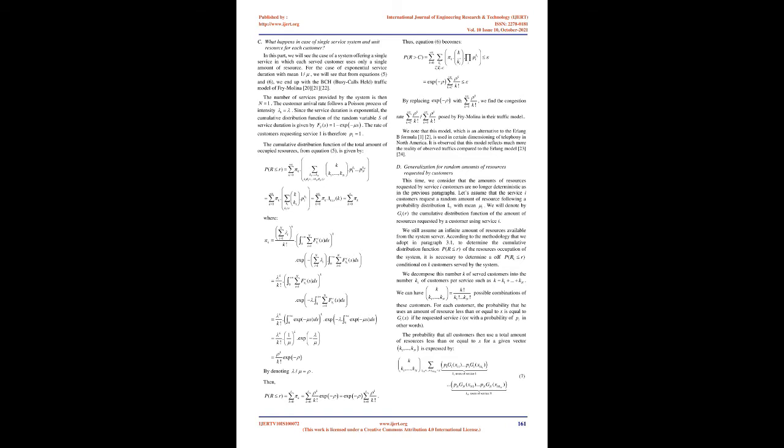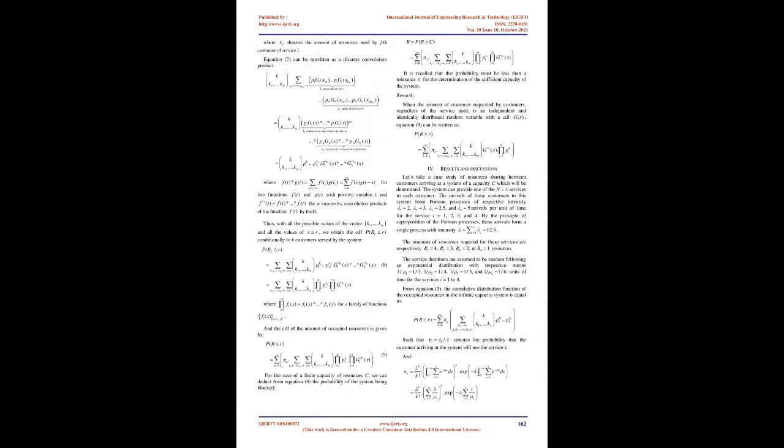In this part, we will see the case of a system offering a single service in which each served customer uses only a single amount of resource. For the case of exponential service duration with mean, we will see that from equations 5 and 6, we end up with the BCH, busy calls held, traffic model of Fry-Molina 2021-22. The number of services provided by the system is then 1. The customer arrival rate follows a Poisson process of intensity. Since the service duration is exponential, the cumulative distribution function of the random variable S of service duration is given by. The rate of customers requesting service is therefore λ_n equals.